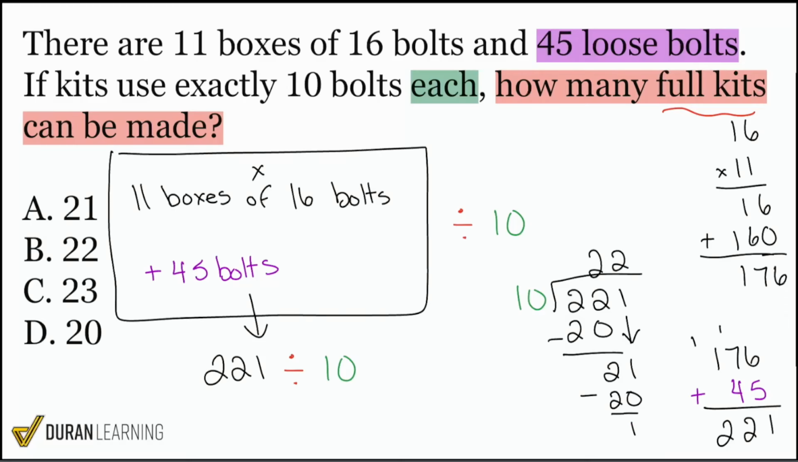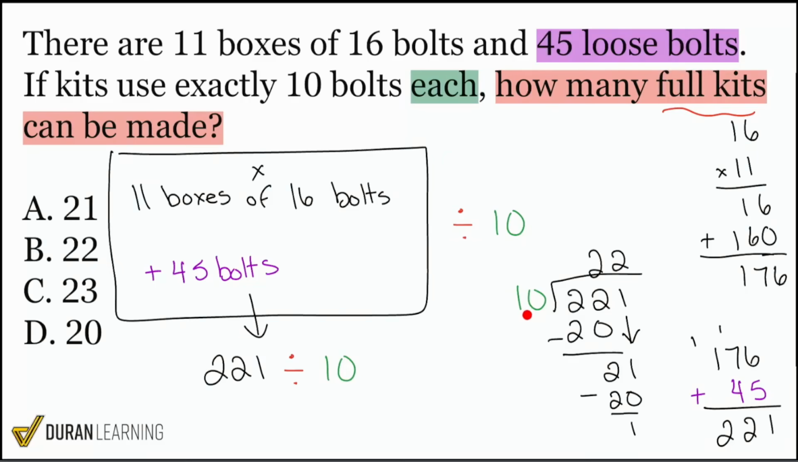So when we think about this, everybody, the quotient that we got was 22 right over here. We got 22, but we want to ask ourselves, should we be rounding up or should we leave it as is? How should we handle that? So the way we want to think about this is really based off of how the question is worded. Because the wording here says, how many full kits can be made?